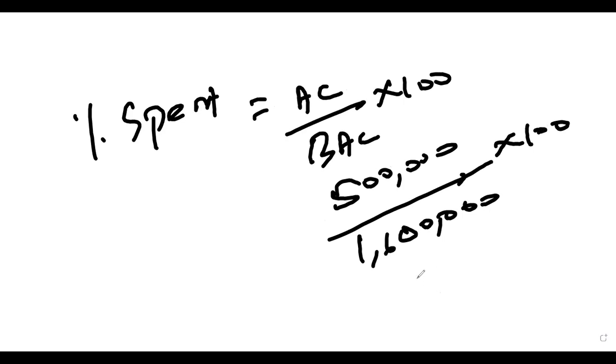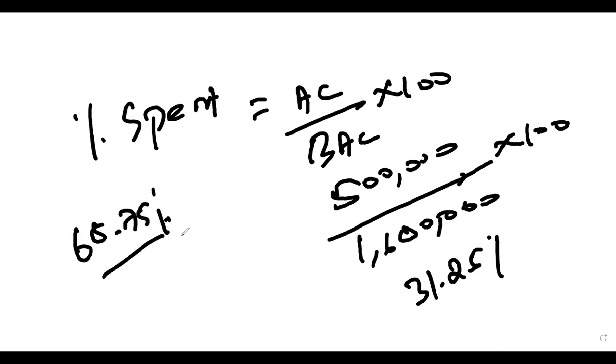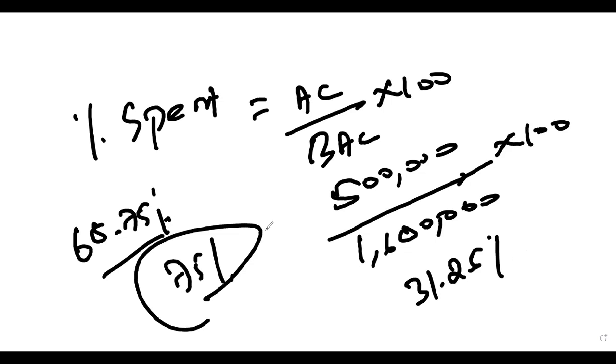31.25%. So for 25% of work, you needed to spend 25% of the budget, but you spent 31.25%. So you have only a balance of 68.75% budget remaining to complete 75% of the work. Is it clear or not, guys?